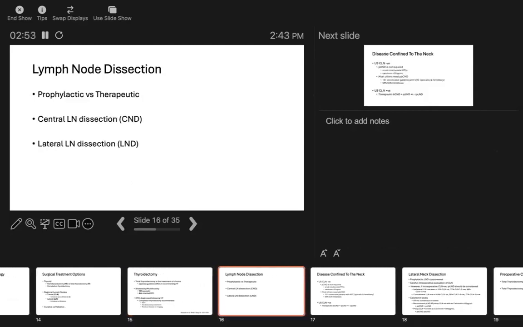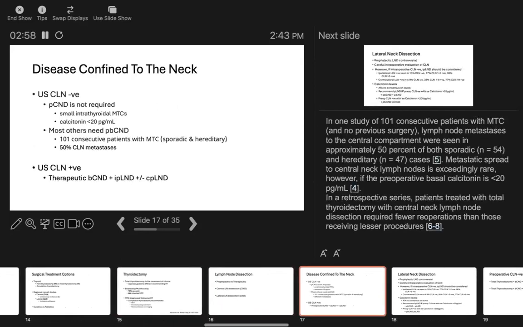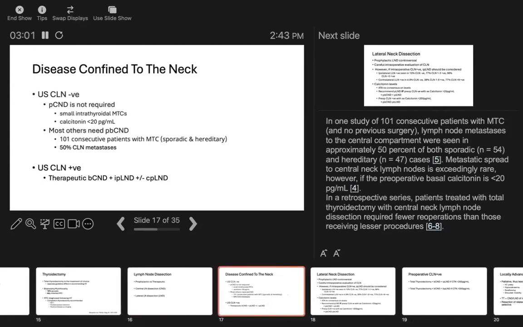Lymph node dissection: prophylactic versus therapeutic, central and lateral, bilateral, unilateral. In the cases where the disease is confined to the neck, so you know that there is no disease spread, you can get patients with no lymph node metastasis in the cervical region. Again, in small intrathyroidal cancer with calcitonin levels less than 20 pg per mL, you can omit the central lymph node dissection because it's very rare in this kind of situation. But in most other cases, it is recommended that we do prophylactic bilateral central lymph node dissection.